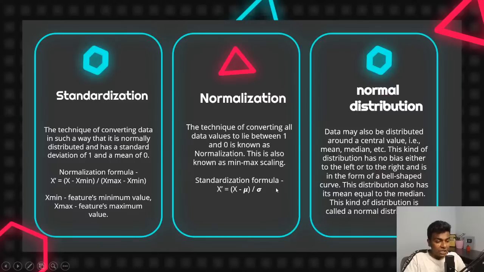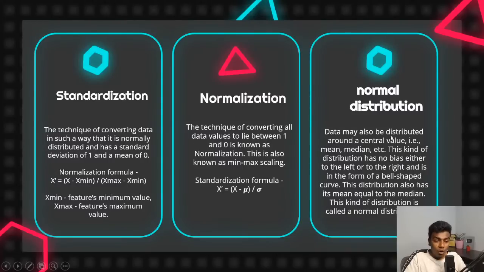The formula x dash is equal to x minus mu divided by sigma, where mu is the mean and sigma is the standard deviation. This is the formula for standardization. And here we have the keyword normal distribution.